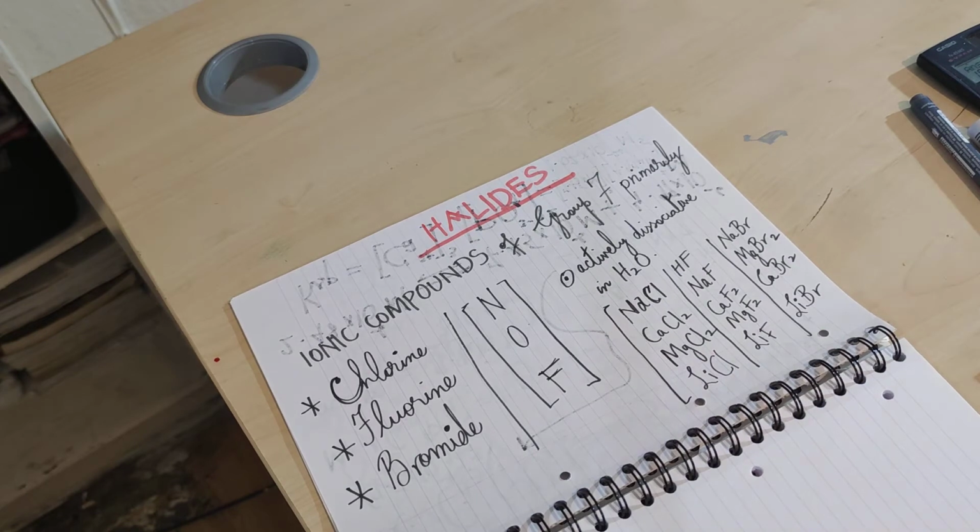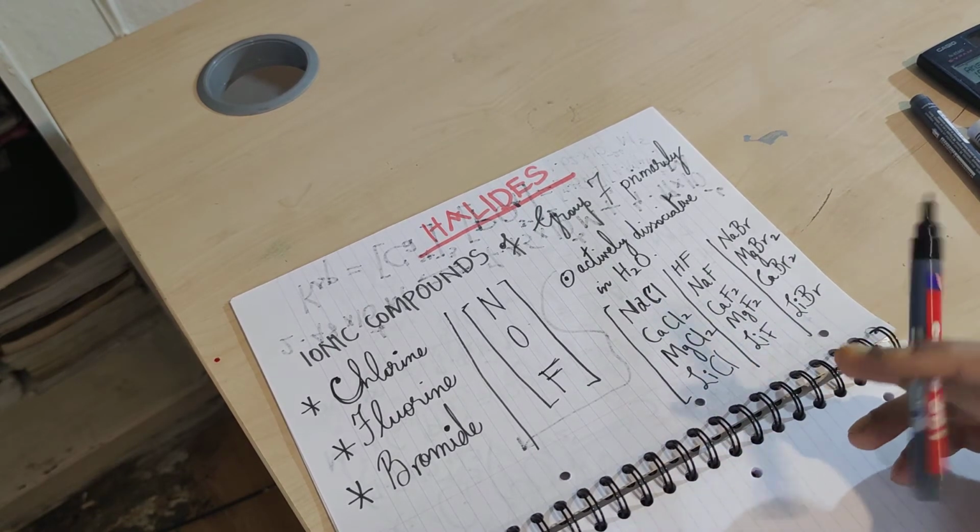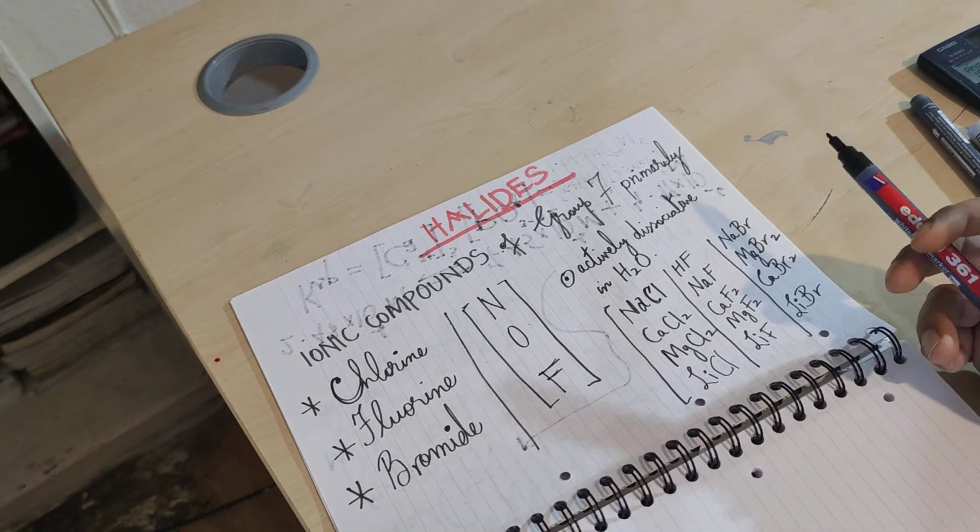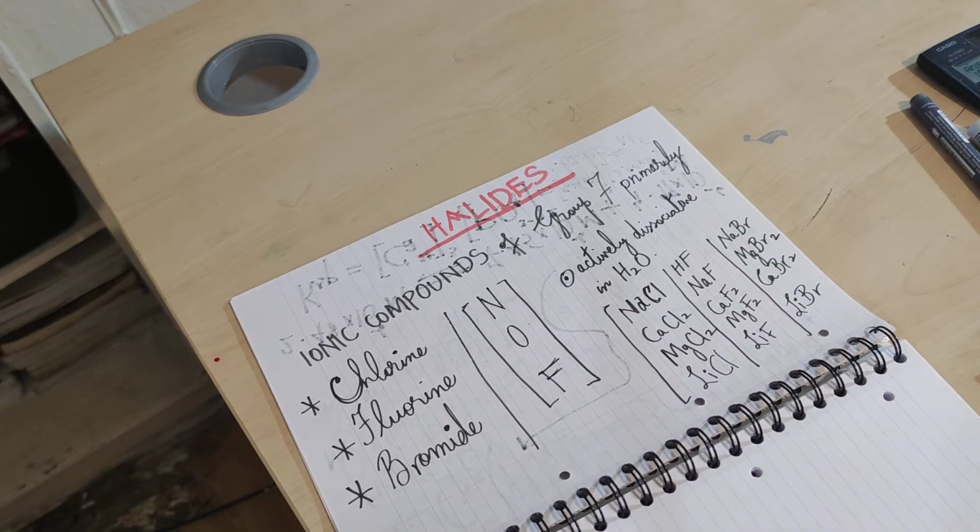This is what halides are, and they're readily soluble. They'll have a lot higher, larger solubility dissociation values than, let's say, sulfides or lower activity series metals.